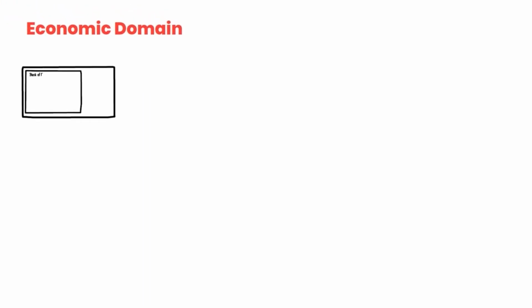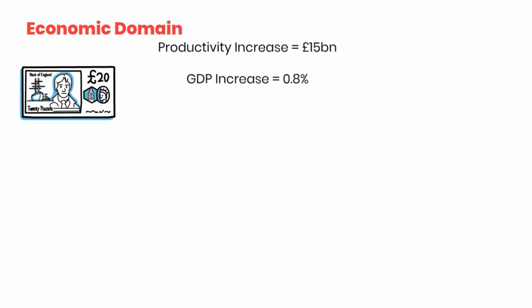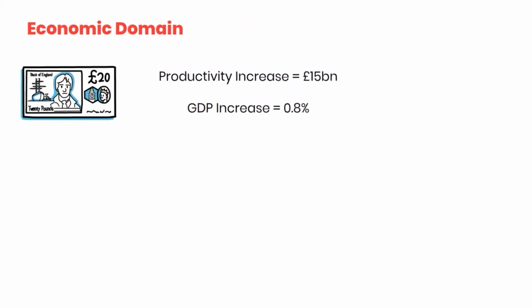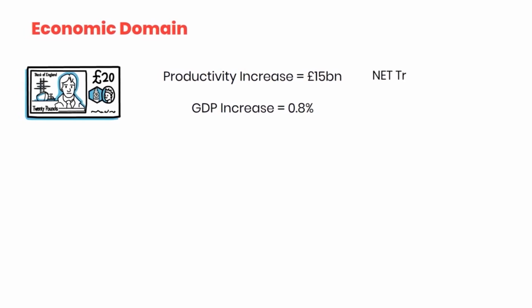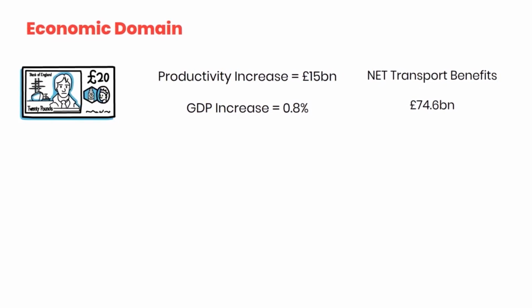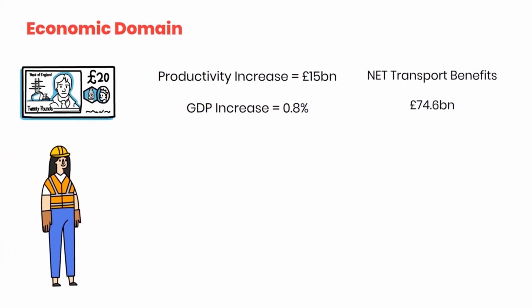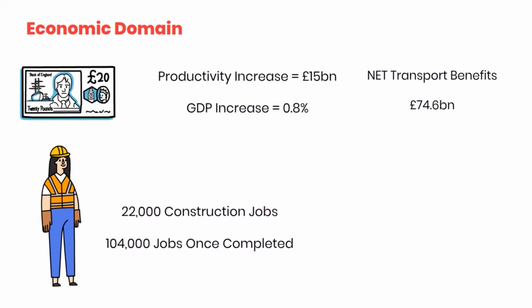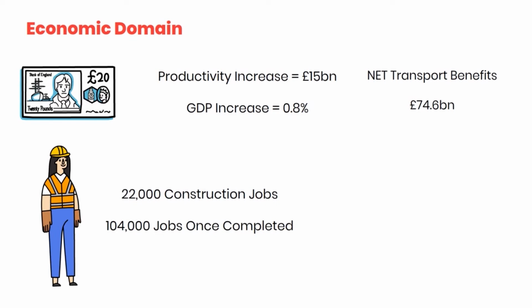A 2013 KPMG report estimated that within 5 years of the line opening, UK productivity will rise by £15 billion a year, an increase of 0.8% in GDP. The estimated net transport benefits of £74.6 billion to be delivered in full from the network. They also said there would be a boost to the UK economy by generating 22,000 construction jobs, and once the entire line is running, create a further 104,000 jobs.